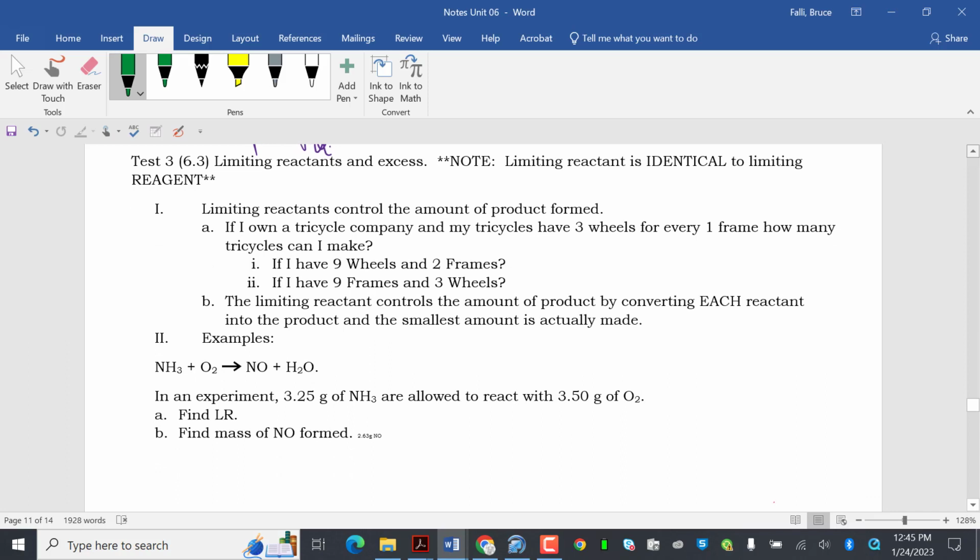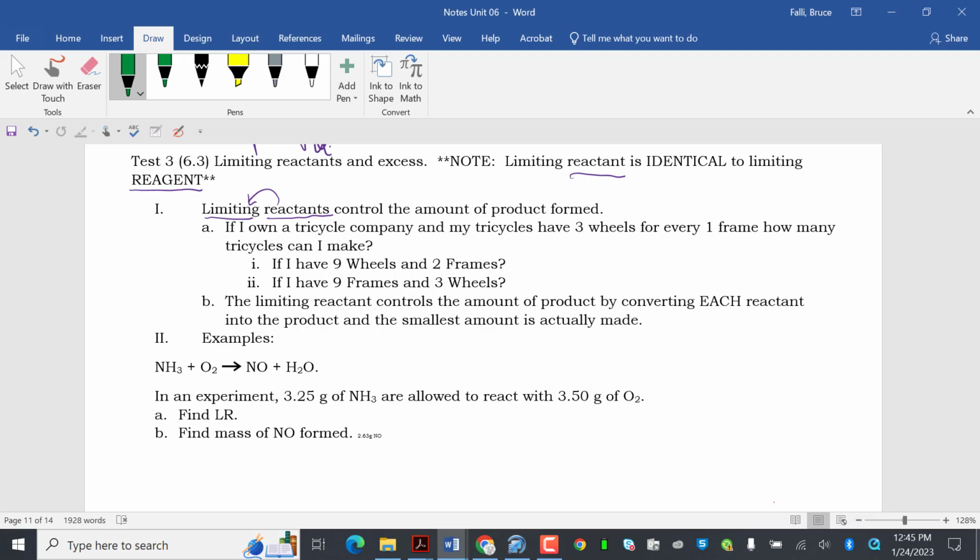All right, so test 6.3, limiting reactants and excess. The words limiting reactant are identical to limiting reagent. They're used interchangeably. There's no difference. They're both used quite a little bit. Limiting reactants control the amount of product formed. They limit. What are they? They're reactants. What do they do? They limit.